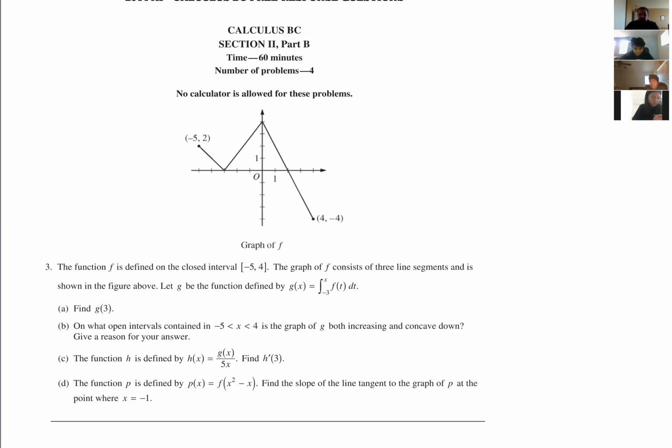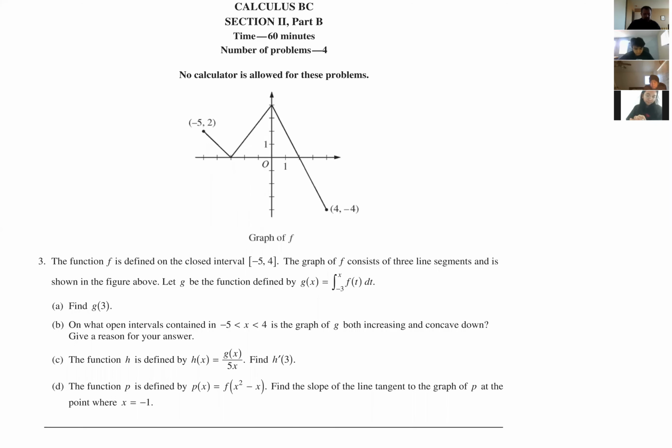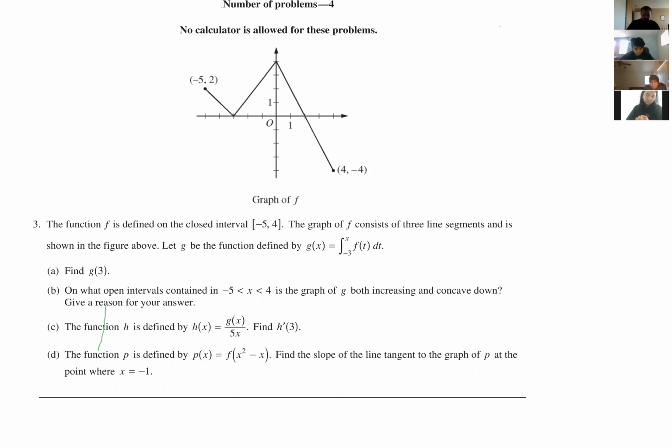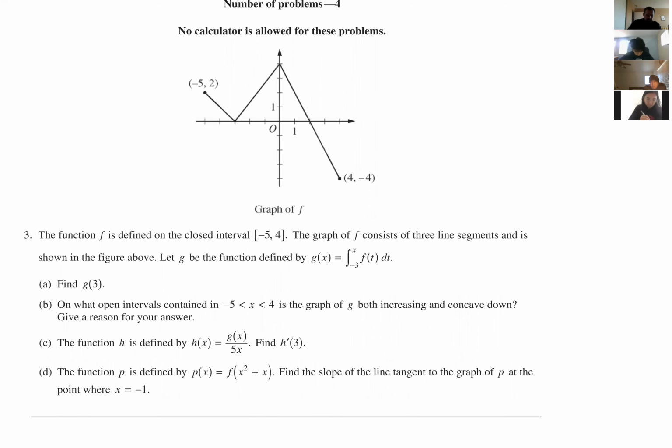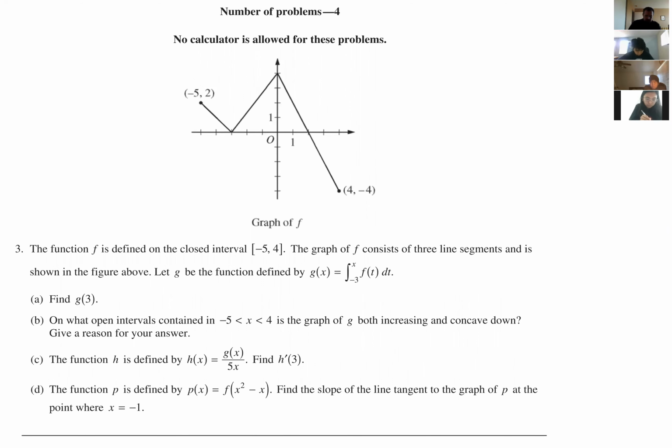So last call, any questions on number 3? Can we do 3C? 3C, yep. So 3C.